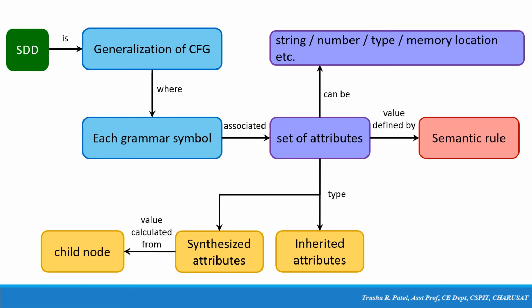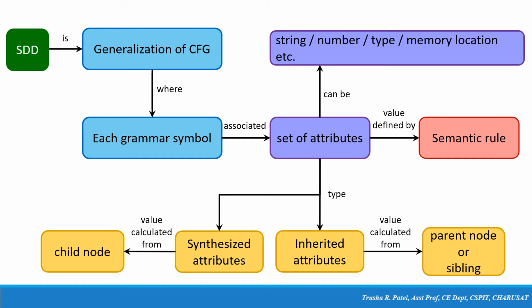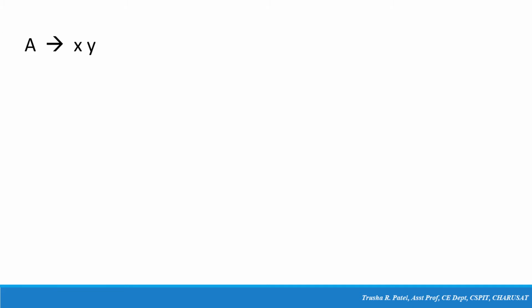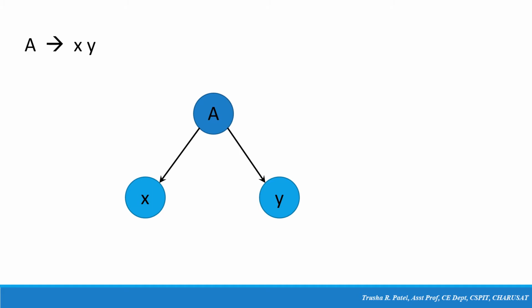So if the value of the attribute is calculated from the child node, then that attribute is called the synthesized attribute. But if the value of the attribute is calculated from the parent node or the sibling, then the attribute is called the inherited attribute. Let us take an example of this. If we have a grammar like capital A gives XY, then the syntax tree can be generated like this. Here A is your parent node, X and Y are the child nodes.